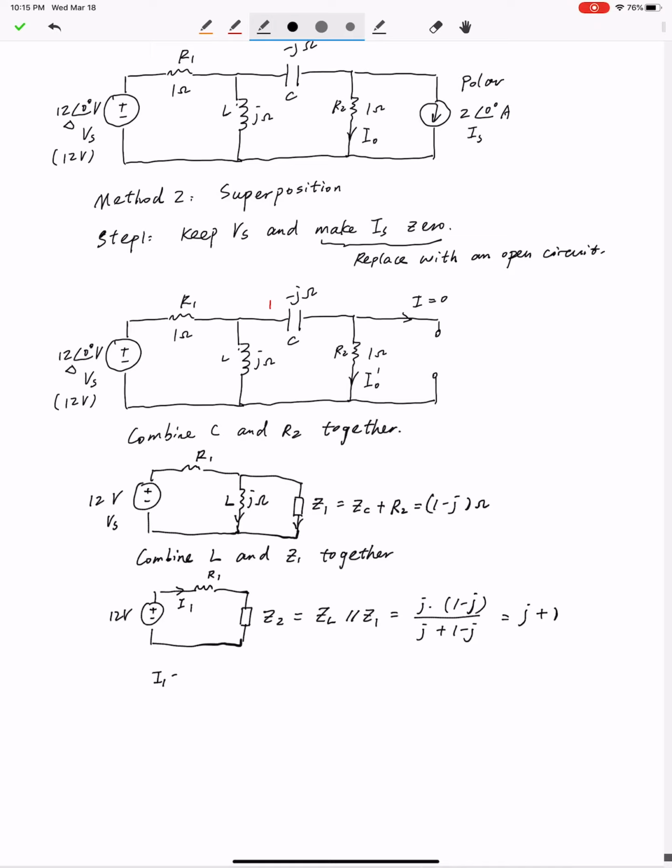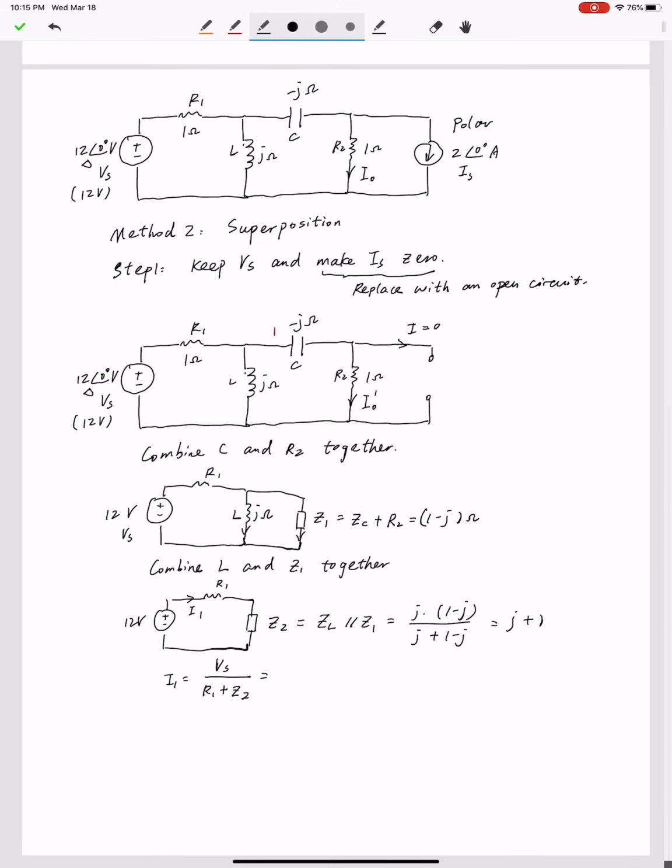I1 should be equal to 12 divided by, let me use variables first, Vs divided by R1 plus Z2, because these two components are connected in a parallel way. So that equals 12 divided by R1 is 1 ohm plus J plus 1, which equals 12 divided by 2 plus J. And here we have complex number division.